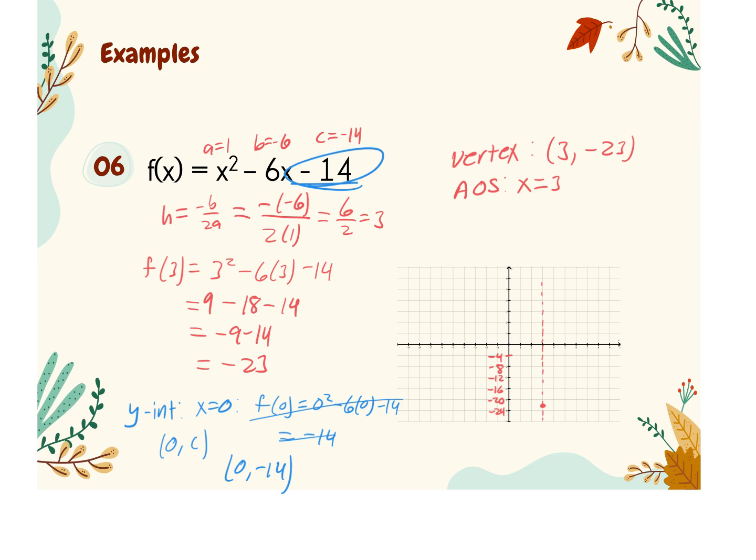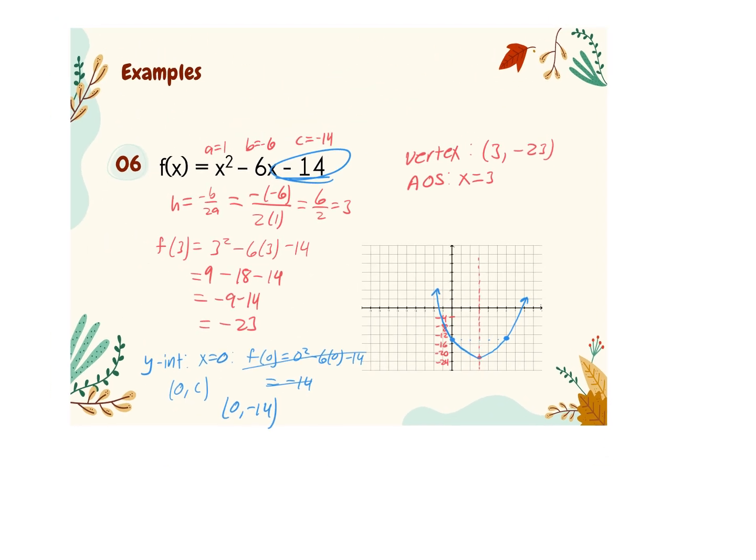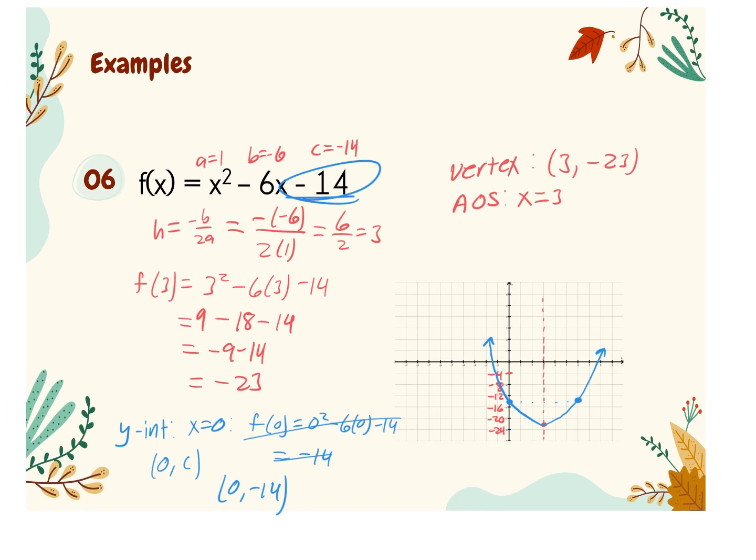So I'm going to go ahead and plot the y-intercept over here. It's going to be right here at 0, negative 14, so between negative 12 and negative 16. And then like before, I'm going to use the axis of symmetry. I'm going to take advantage of it, and I'm going to go 3 units in the opposite direction to plot another point that mirrors it exactly. And then what that's going to do is you're going to connect the dots, and this becomes your parabola. All right, so it looks something like this.